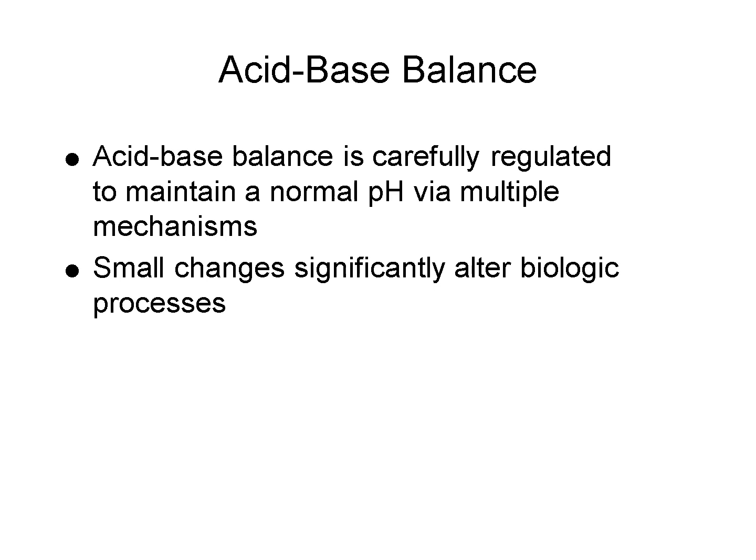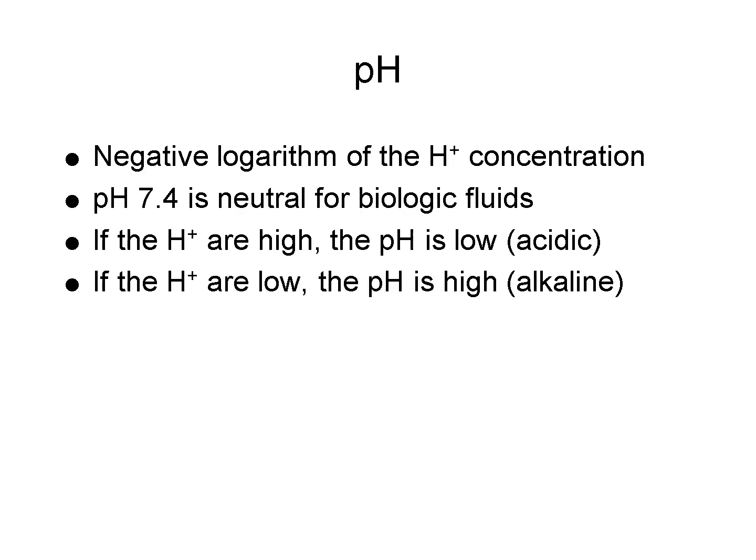Even small deviations from the normal pH range can significantly disrupt biological processes, affecting enzyme activity, cellular function, and overall homeostasis. pH is defined as the negative logarithm of the hydrogen ion concentration in a solution. In biologic fluids, a pH of 7.4 is considered neutral. When hydrogen ion concentrations are high, the pH falls and the fluid becomes acidic. Conversely, when hydrogen ion concentrations are low, the pH rises and the fluid becomes alkaline.